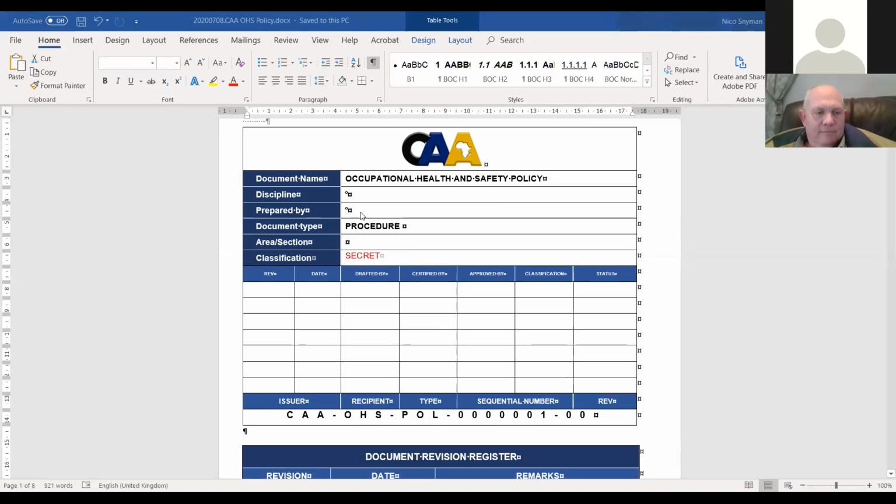Prepared by, very important, because this is the author of this document. And the question is, does the author have knowledge about, firstly, the discipline? Secondly, does the author have knowledge about the discipline itself and what is the context of the organization in that space? Then we have got the document type. Is it a procedure, a policy? What is it? We've put it in here, a procedure. We can change it. It is there. Which area and section is it applicable on? And then your classification. And you can have a classification there of secret, top secret, confidential.